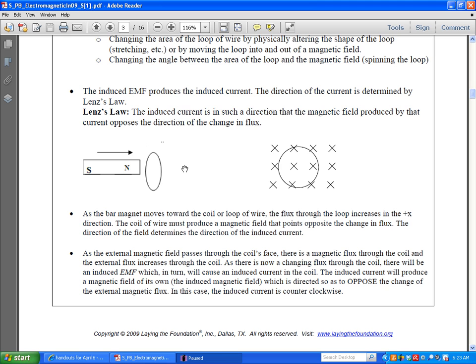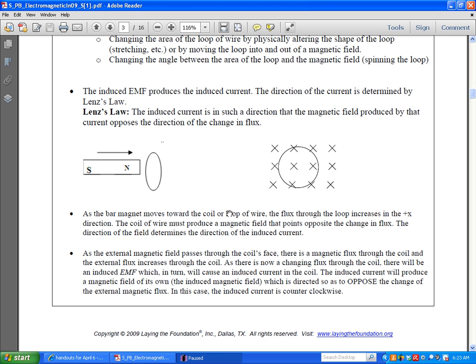The coil of wire must produce a magnetic field that opposes the change in flux by increasing flux in the positive X direction, so this coil has to set up a field that acts in the opposite direction. And the next little bullet says, as the external magnetic field passes through the coil space, there's a magnetic flux through the coil because the fields are coming into the coil.